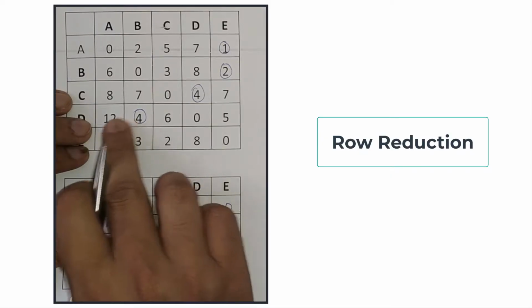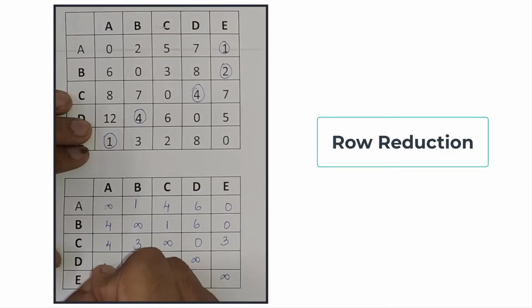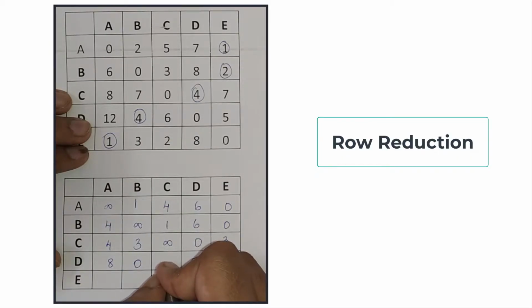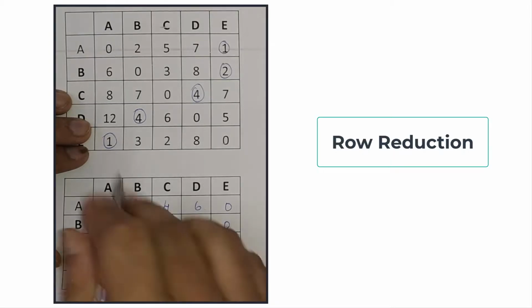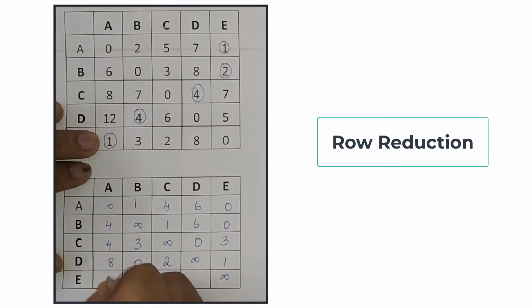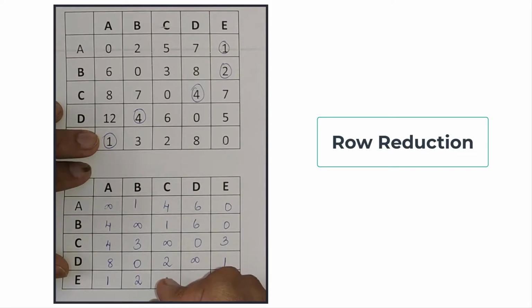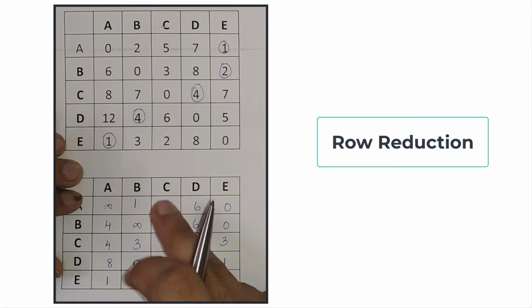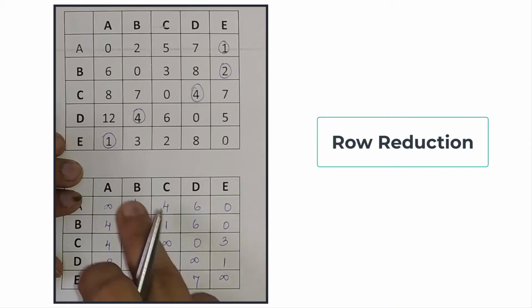Next we'll subtract 4 from all of these. It will become 8 minus 4, 4, 0, 6 minus 4 is 2 and 5 minus 4 is 1. Here reduce 1 from all the other numbers: 1 minus 1, 0, 3 minus 1, 2, 2 minus 1, 1, 8 minus 1, 7. So this is the resultant matrix. Now we'll go for column reduction. First we did the row reduction, now we'll do the column reduction.